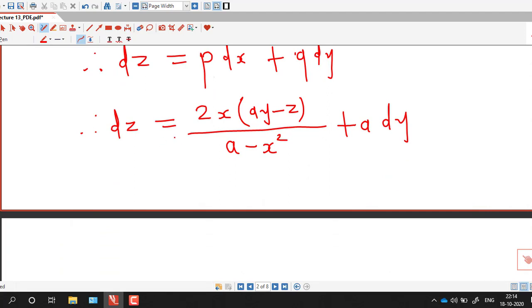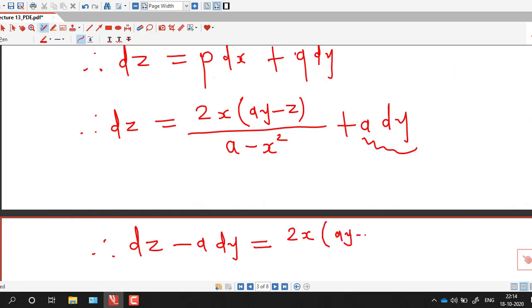Now in this expression, we can take this term dz, this term we consider on left hand side, and we will obtain dz minus a dy equal to 2x times ay minus z divided by a minus x square. I forgot to write dx here. Okay, p into dx.